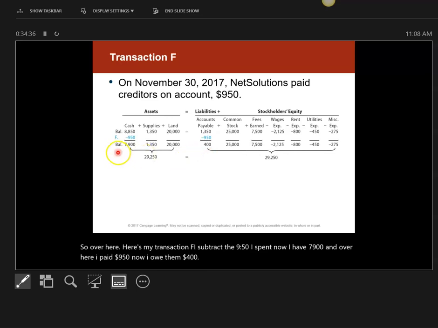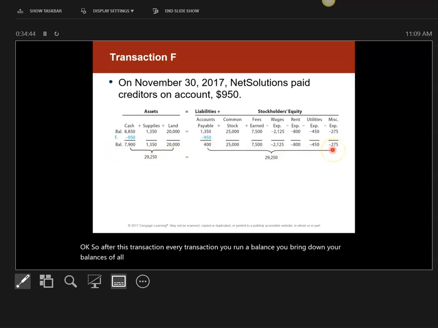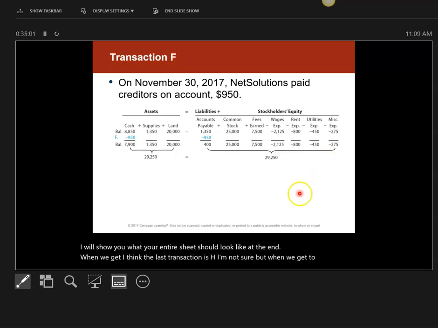Okay, so after this transaction, every transaction you run a balance. You bring down your balances of all the accounts, whether or not you touch them in this transaction. Hope you guys are following along. I will show you what your entire sheet should look like at the end, when we get to the last transaction, which I think is H, I'm not sure. Okay, now we're going to transaction G.